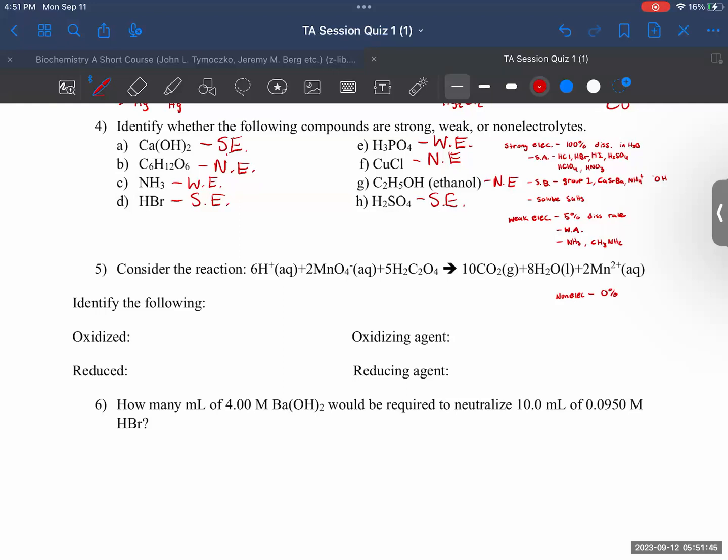All right, so consider the reaction. We all considered it? Yes. All right, thank you for considering it. So identify the following. I want to know what is oxidized, what is reduced, and what is my oxidizing agent and reducing agent. All right, so first step, whenever you think about oxidation, reduction, anything, what should you do?